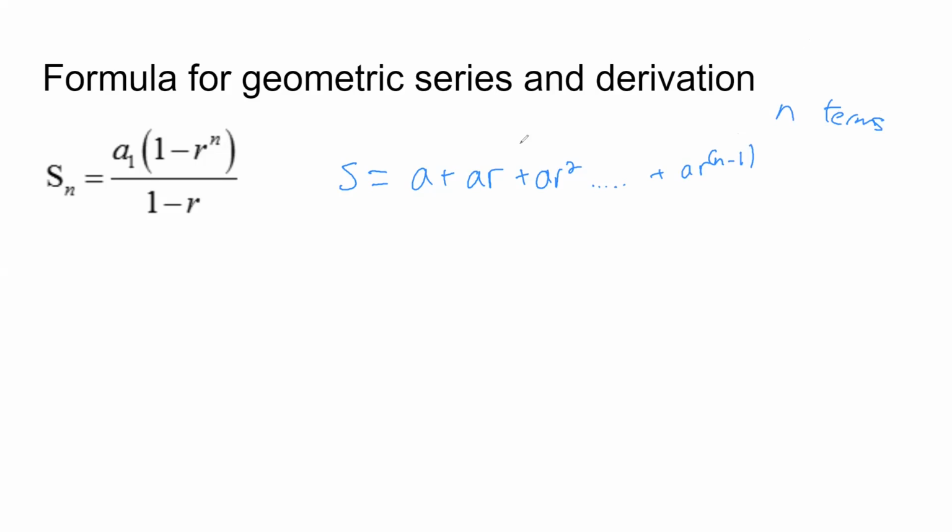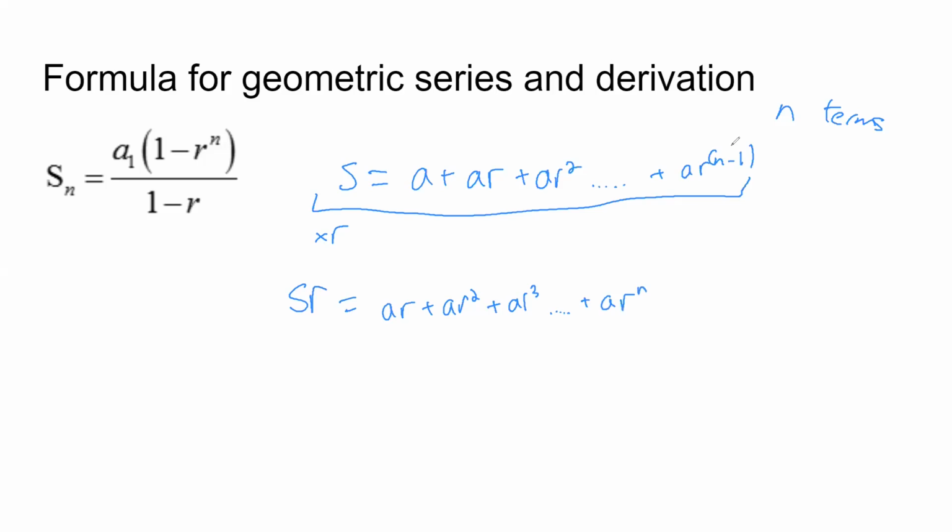So what we do here is, let's multiply this entire thing by r. Then we get rS, where S is the sum, of course, is equal to ar plus ar squared plus ar cubed, plus ar to the nth. And this time it's not n minus 1, because you notice the powers of r here are all one more than the one above, because we're multiplying by r.